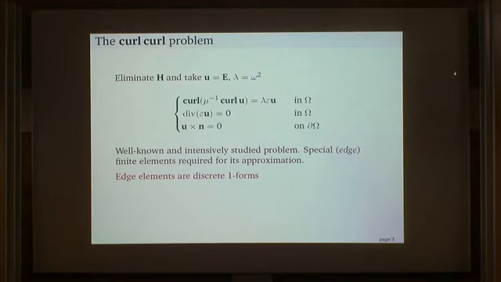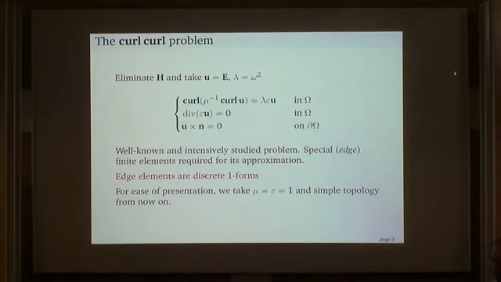This is very well known, and in the language of differential forms, you need discrete one-forms in order to approximate this problem, just to have some connection with the workshop we had last week. For this representation, I take the magnetic permittivity equal to 1. Doug said last week that he doesn't remember which one is which, and I don't know either, but I take them both equal to 1, so I don't have any problem about that.